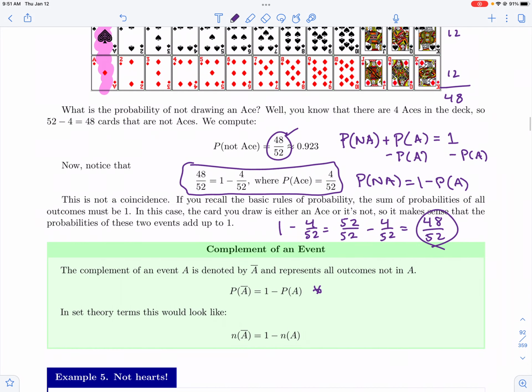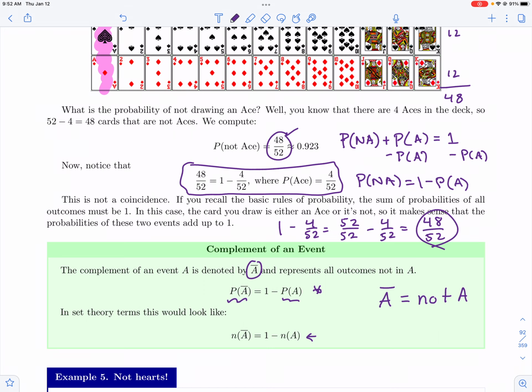Okay, let's look at the definition here real quick. The complement of an event A is denoted by the little A with the line over it. When we see this, it means complement of A, or not A. So keep that in mind. Our formula to find the probability of not A is to find the probability that A occurs and then subtract that amount from 1. And I wrote down underneath the set theory version of this: the number of elements in A complement is equal to 1 minus the number of elements in A.